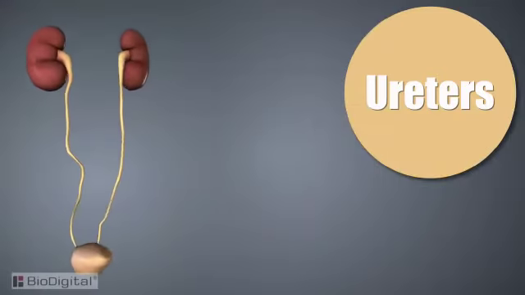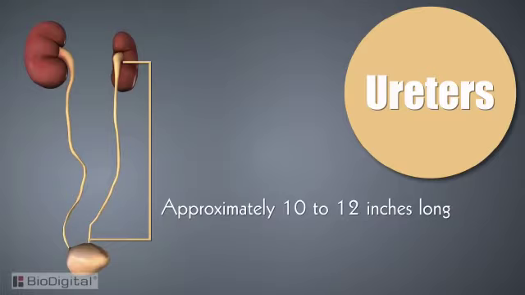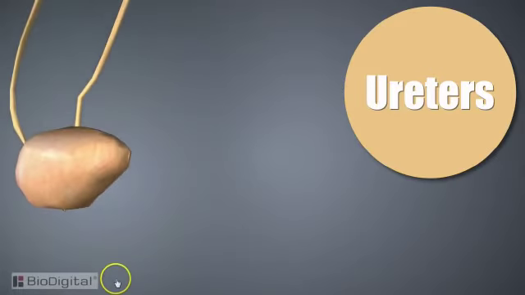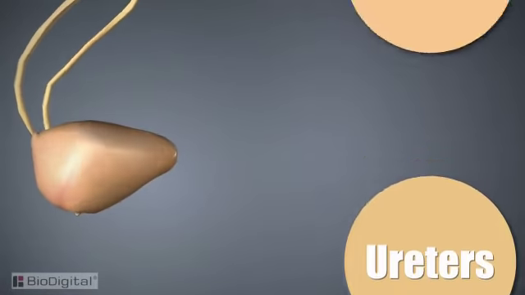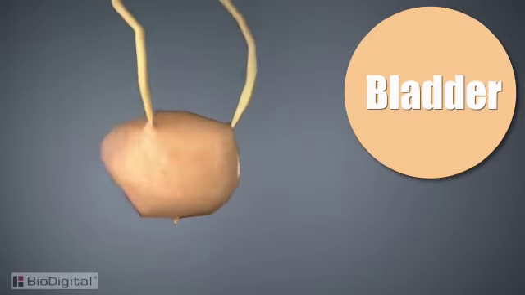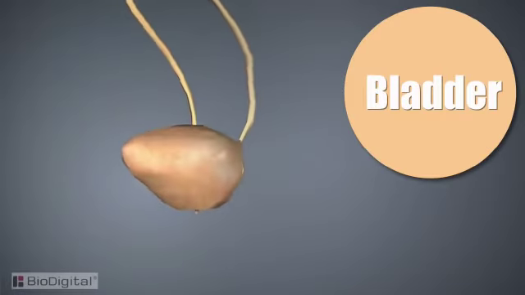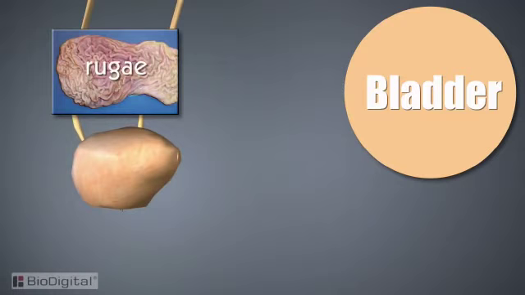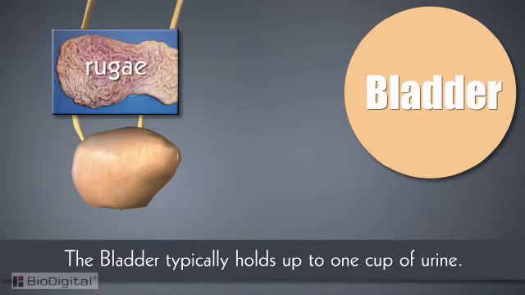The ureters are 2 muscular tubes, approximately 10 to 12 inches long, extending from the renal pelvis of each kidney to the bladder. Now the bladder is a hollow sac, much like the stomach, lined by a series of folds called rugae. The purpose of these folds is to allow the bladder to expand as urine is collected. The bladder typically holds up to 1 cup of urine and sometimes more, until the urge to void or urinate is turned on.